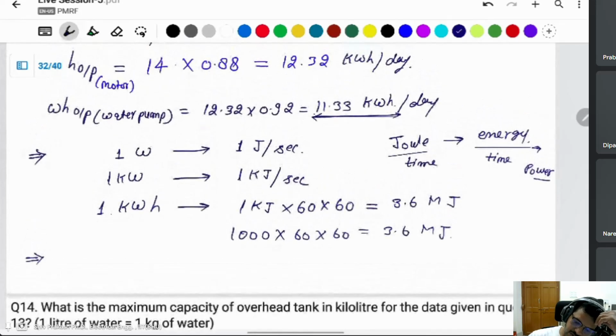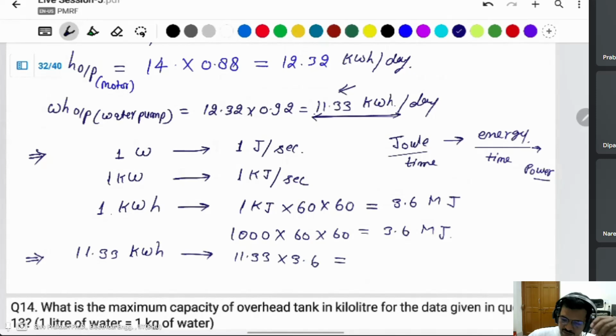Then what is the total energy transferred from the solar pump to the storage tank? Storage is 11.33 kilowatt hour. Simple. 11.33 multiplied by 3.6 will be 40.78 megajoules of energy transferred and stored in the tank.